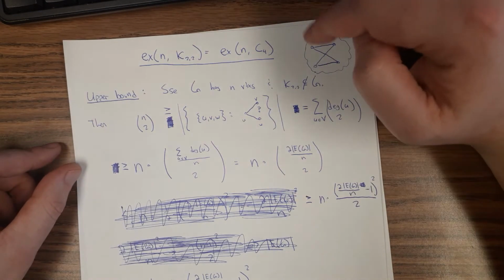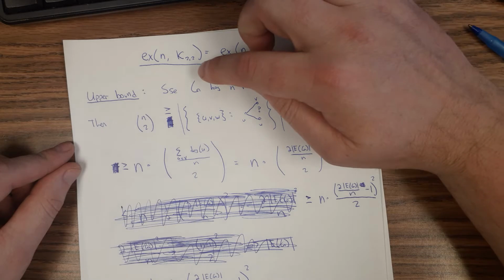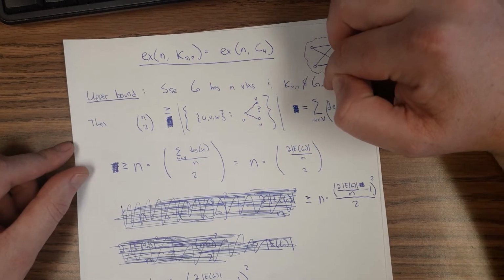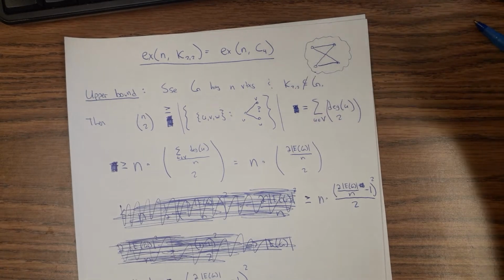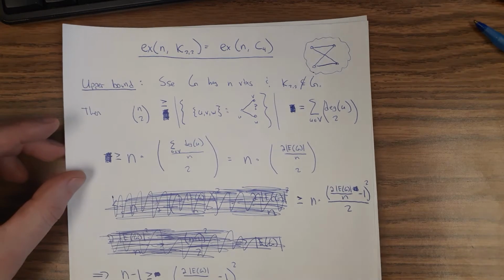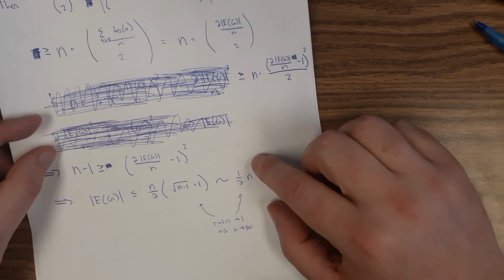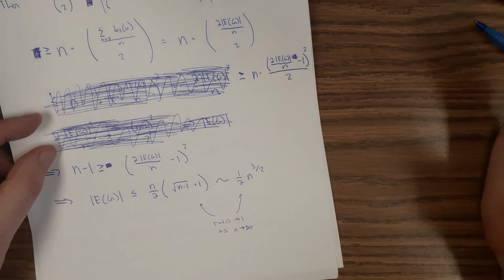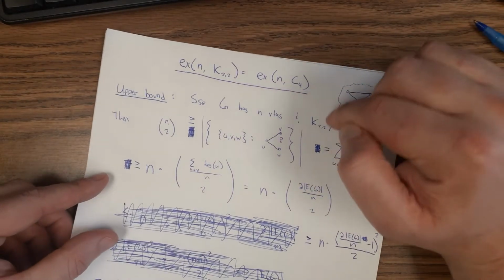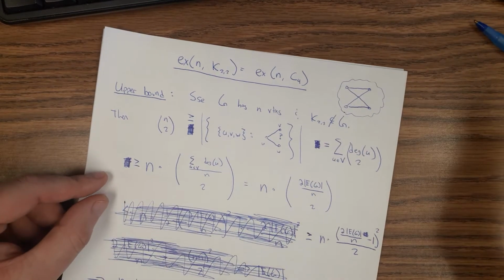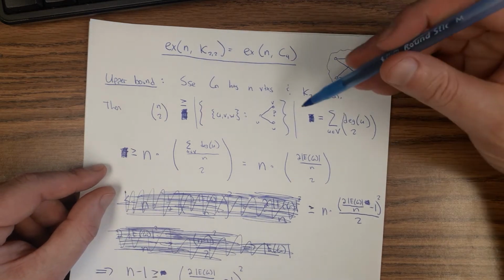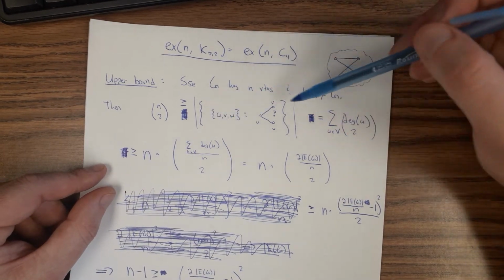So for the upper bound, we want to show that if G is any graph with n vertices and it doesn't contain this subgraph, then it can have at most some specific number of edges. The number of edges we're shooting for is this number. In general, that's what we need to do. The way we attack this is by counting something.